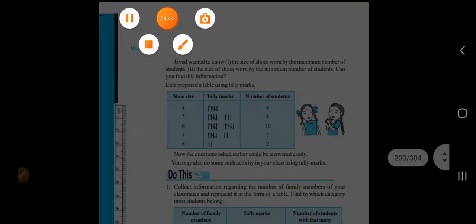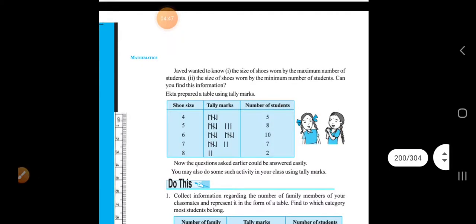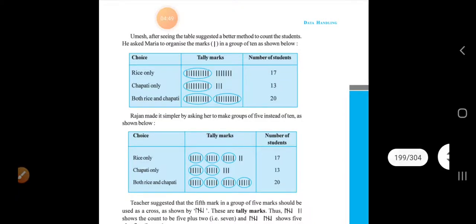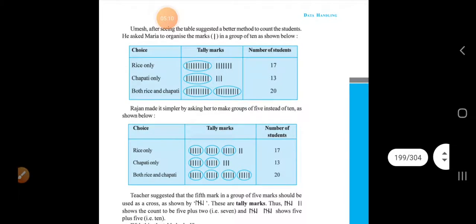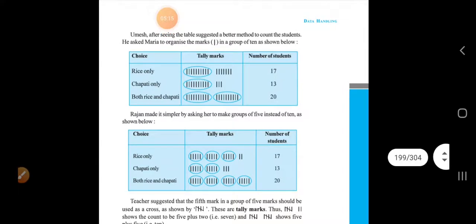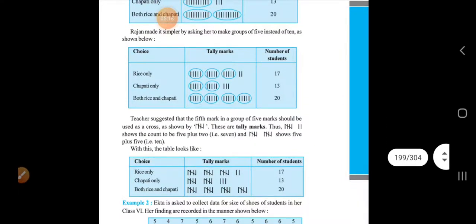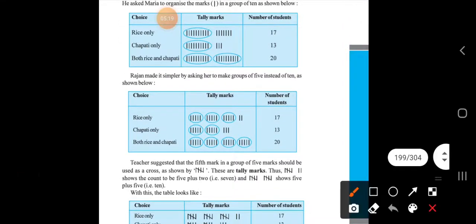Okay, and the next chapter is data handling. It's very easy. Whatever graph is given here in this chapter, you have to represent data by the graph. But here in the exam, if it is asked to draw a particular graph, then only you have to draw the graph. If the graph is already given and questions are given, then you have to write the answers only, no need to draw the graph. So here in this chapter, you have to represent the data by the graph.